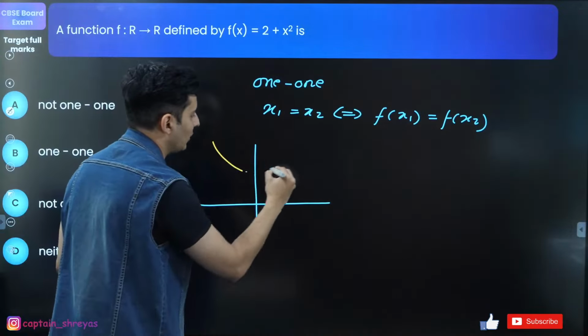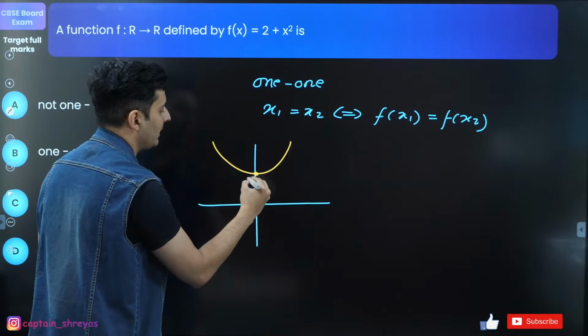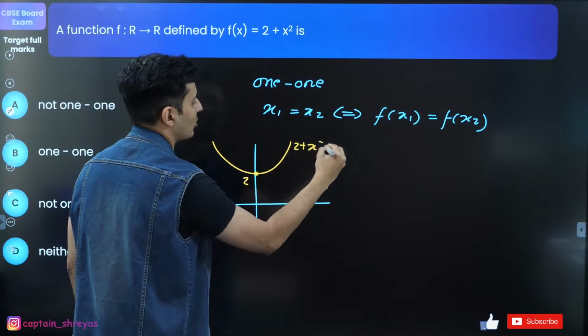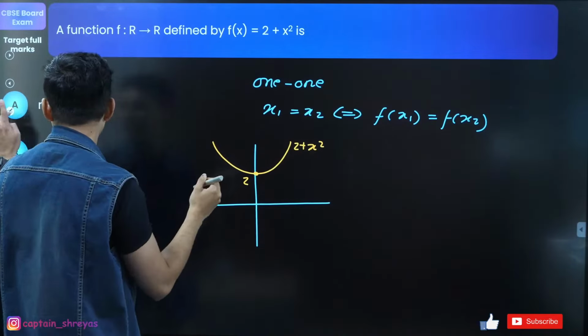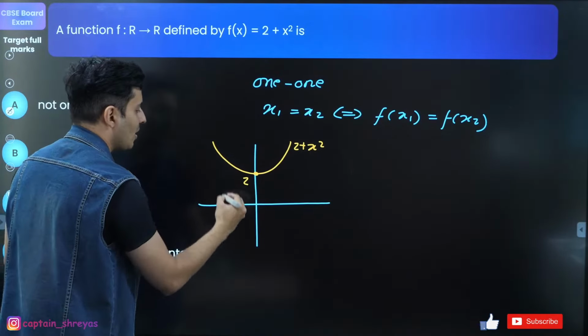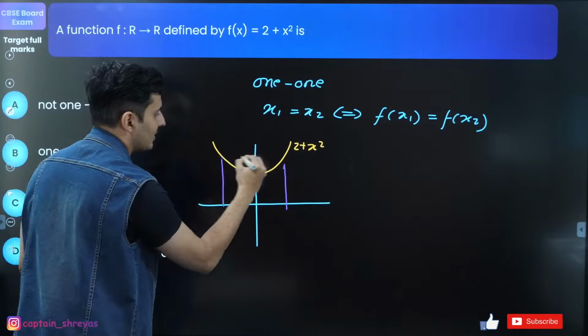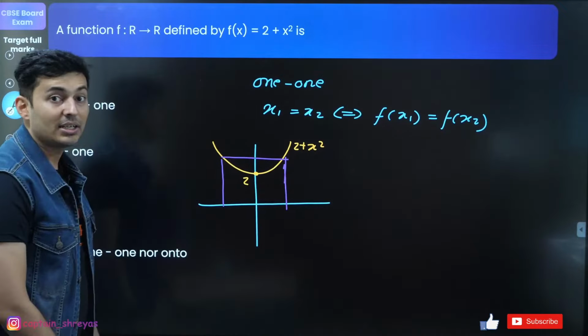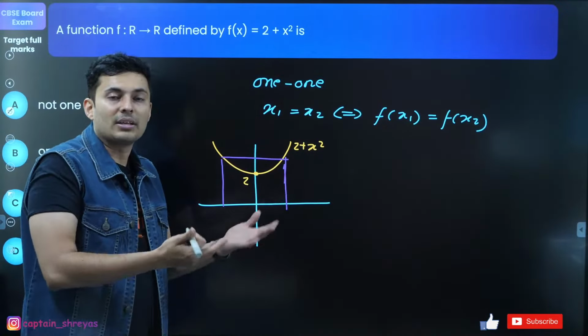If you look at the graph, it goes like this. This point will be 2. This is 2 plus x square, a parabola. So you can clearly see over here, for two values of x, you are getting the same value of the function. It's not unique. It's not one-to-one.